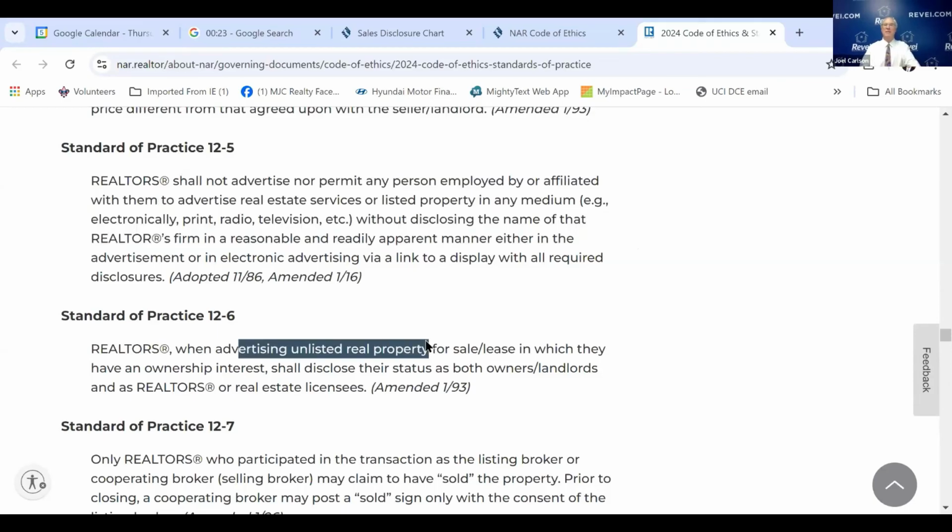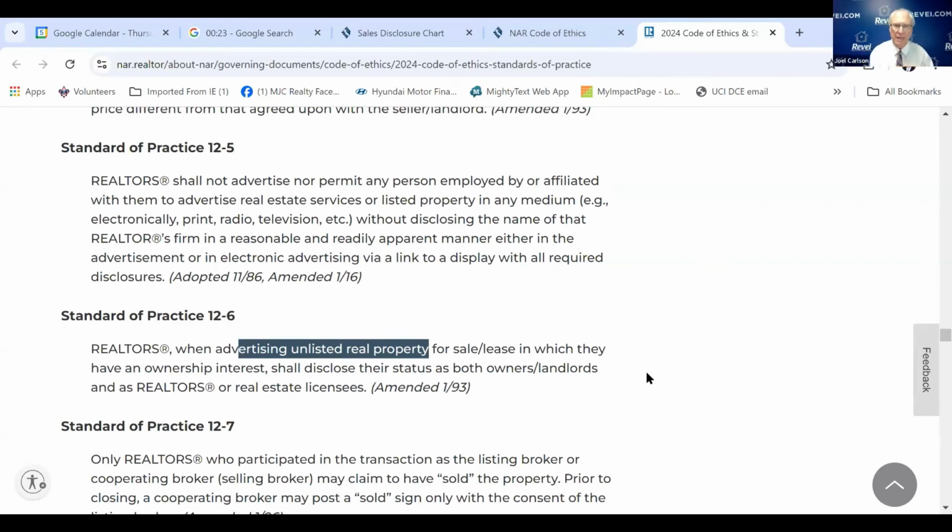Number 6, it says when advertising unlisted property. My problem with unlisted property is this. If it's unlisted, how are you going to get paid? I love this when they say, oh, it's off market. Okay, how are you going to get paid? Well, what do you mean? How are you going to earn a commission? Oh, we have a listing agreement with them.